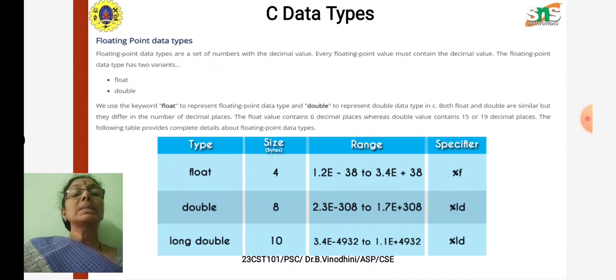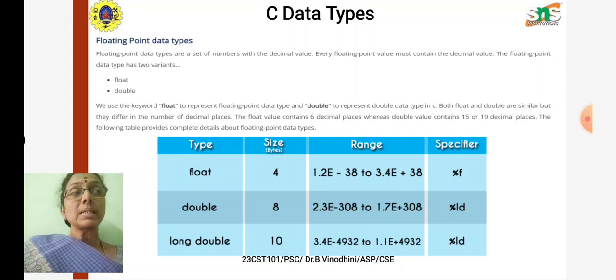This table shows the size and the address specifiers used for floating point. If you are using only the float type, the address specifier is percentage %f. For double the address specifier is percentage %ld. For long double also the address specifier is percentage %ld. So this is the integer and float.